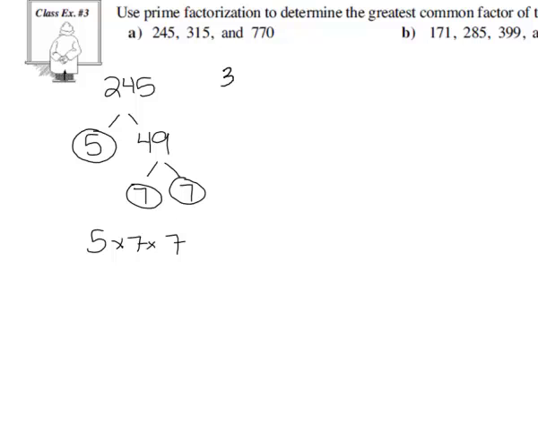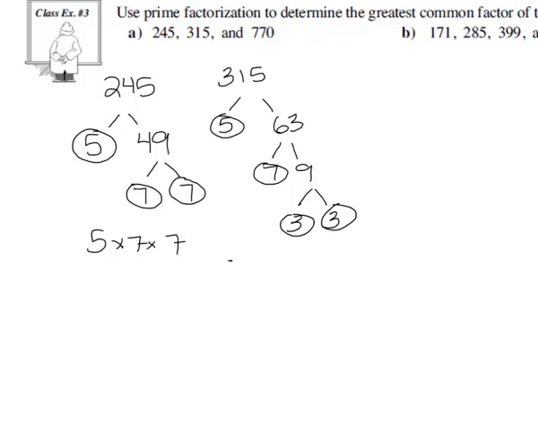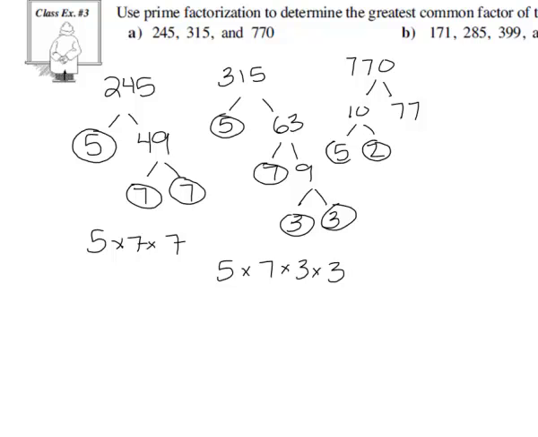Let's move on to 315. Again, I used 5 and 63. So when I break down 63, I have 7 and 9, which breaks down to 3 times 3. So 5, 7, 3, and 3. And finally, 770, I used 10 and 77. 10 breaks down to 5 and 2. 77 breaks down to 7 and 11.